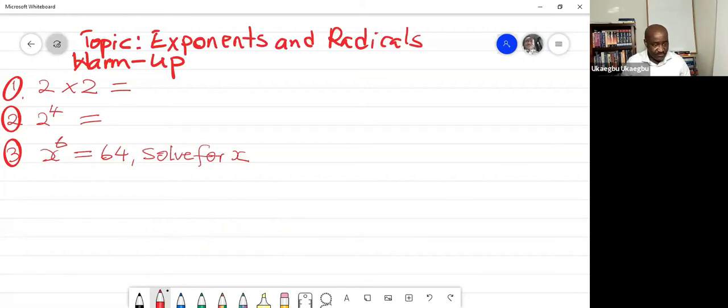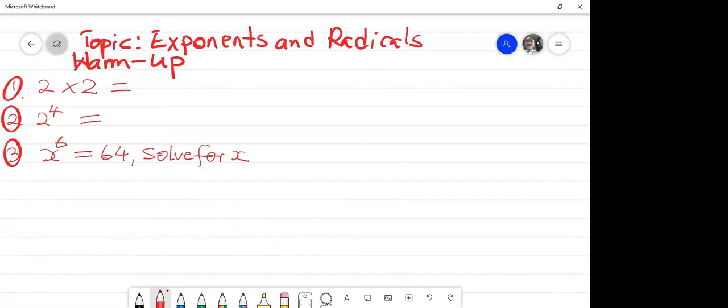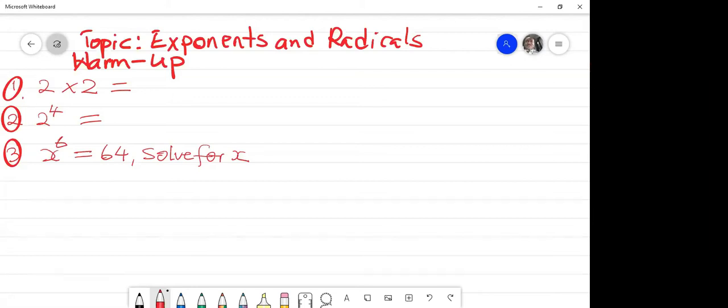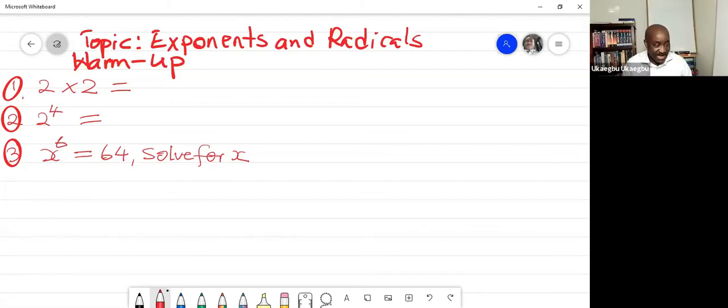So let's go over the warm-up. Unmute yourself. First one, 2 times 2 is 4. Okay. Thank you. 2 raised to power 4 is 16. All right. Thank you. And then solve for x. So what's the value of x in number 2?